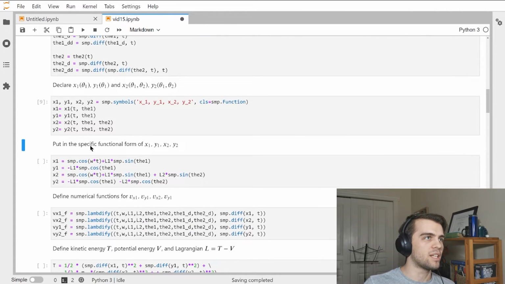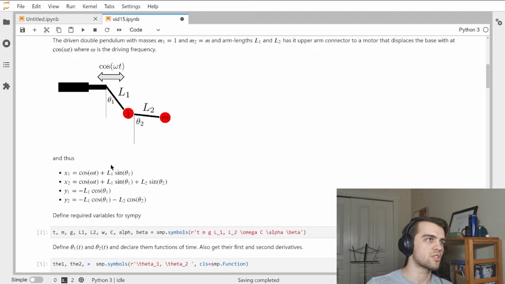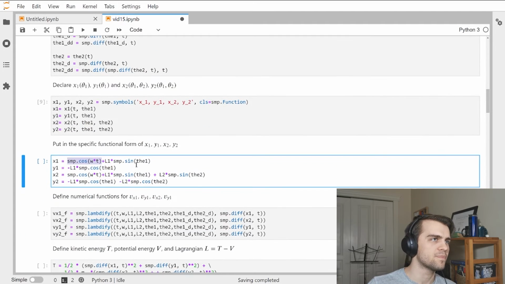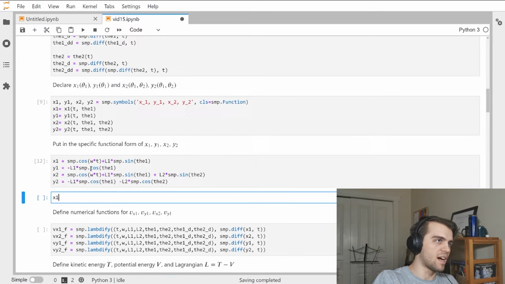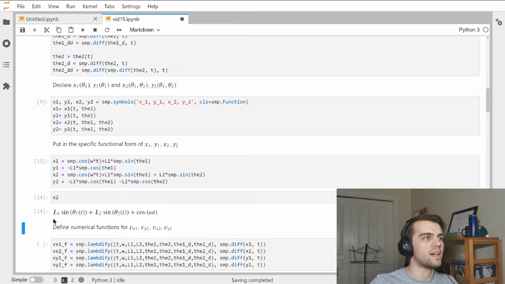Now I can put in the specific functional form of x1, y1, x2, and y2. Now that I've declared them functions, I'm going to actually put in the variables. So I have everything that I've written above, sympy.cos omega t. It's basically just these equations written in Sympy Python notation. I define all the variables here. I can run this, and I can print them as follows. So x1, x2, right? It has everything in the right form that I want.